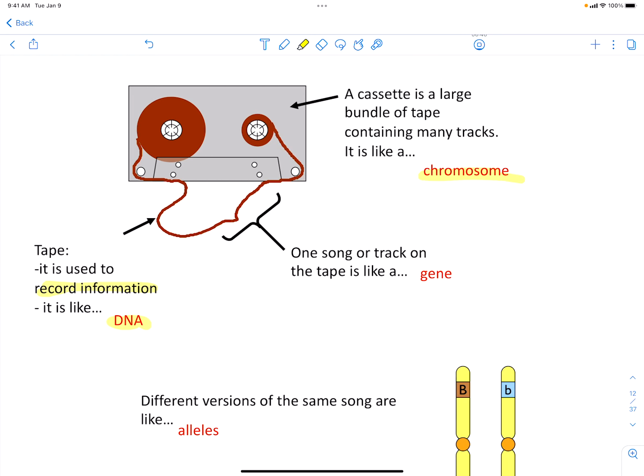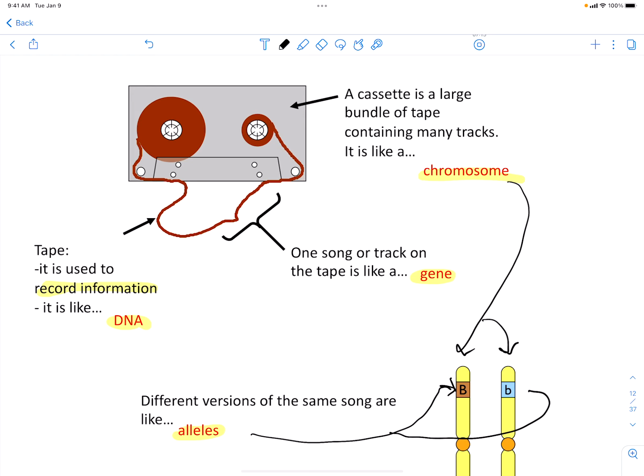And so on every single chromosome, there is a lot of recorded gene information. One song or one track on this tape is similar to a gene. It's part of that chromosome. And different versions of the song sung by different people are like alleles. So we have our one chromosome, and we have our DNA, and we have our different alleles, which are our big B, and we have our little b.